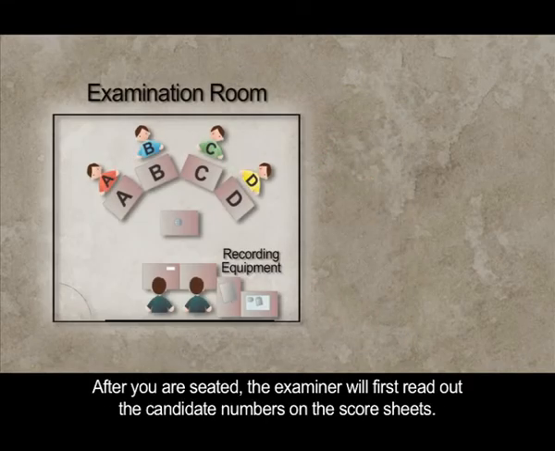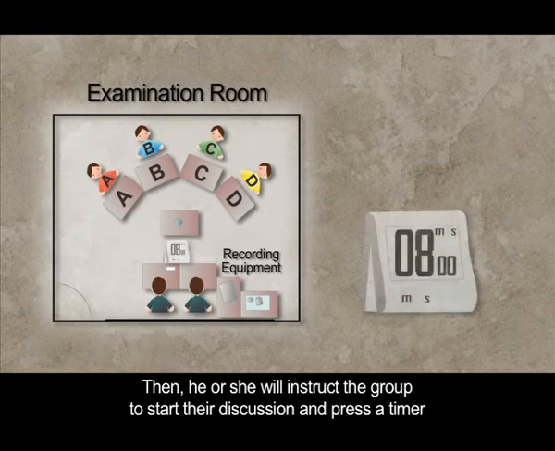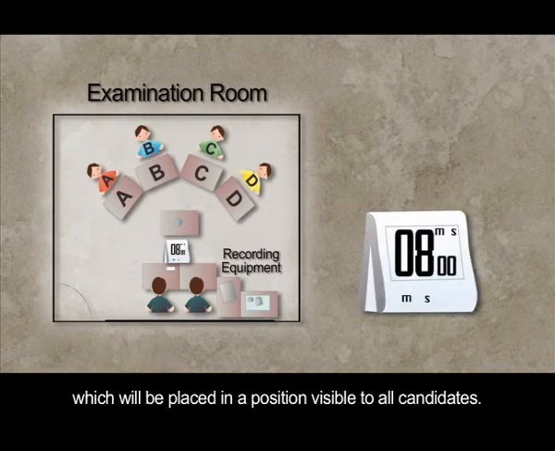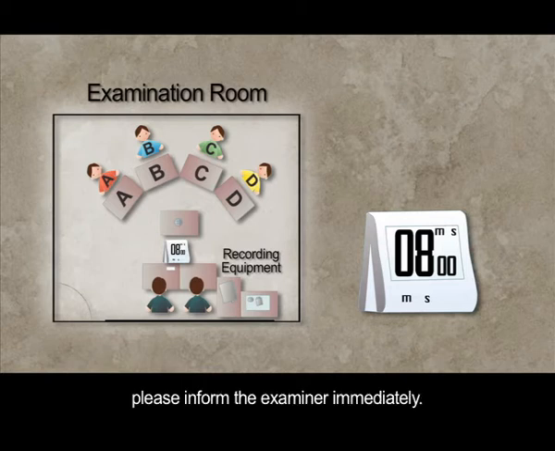After you are seated, the examiner will first read out the candidate numbers on the score sheets. Then he or she will instruct the group to start their discussion and press a timer, which will be placed in a position visible to all candidates. If you cannot see the timer clearly, or if you notice that the timer is not working properly, please inform the examiner immediately.